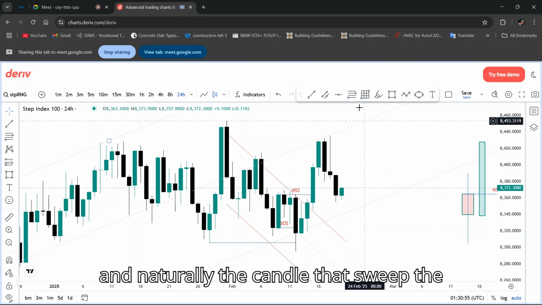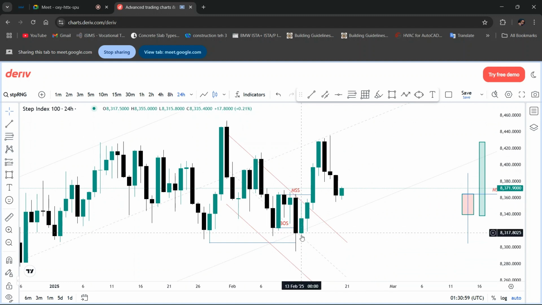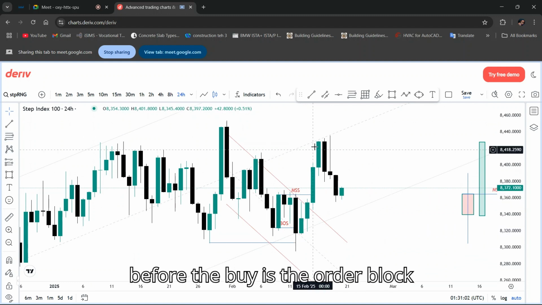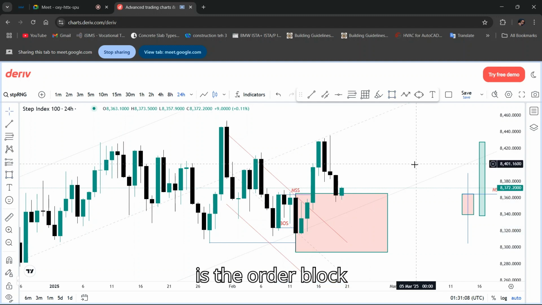And naturally, the candle that swept the liquidity here, this candle that swept the liquidity before the buy, is the order block.